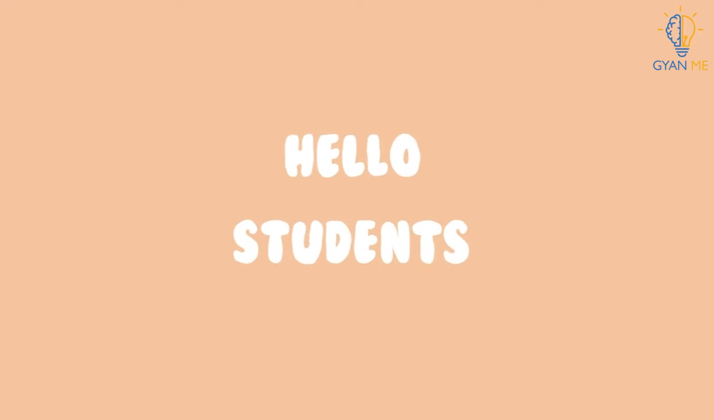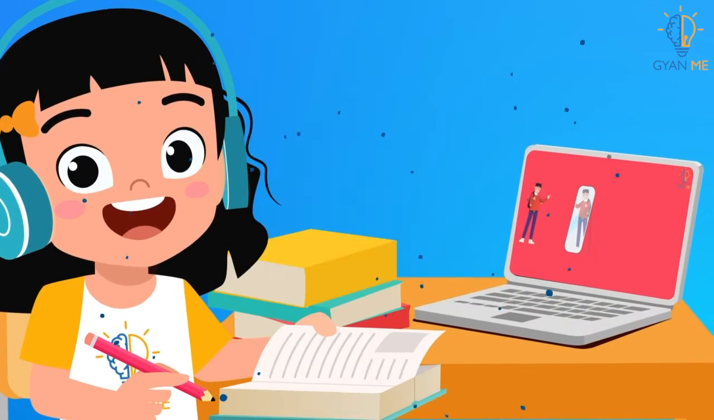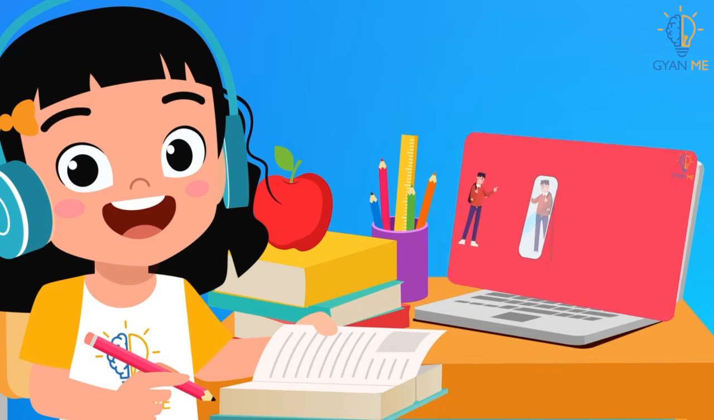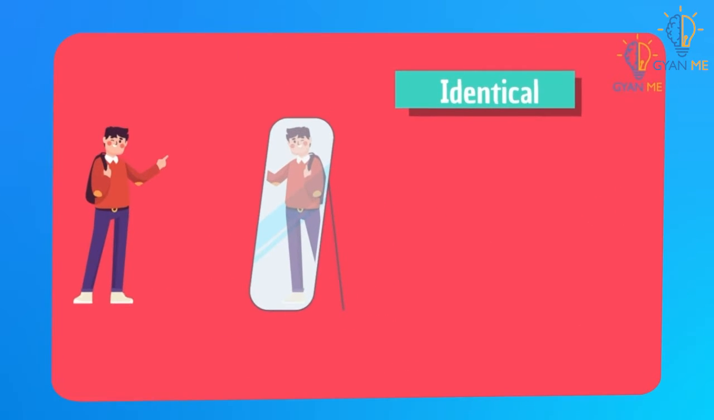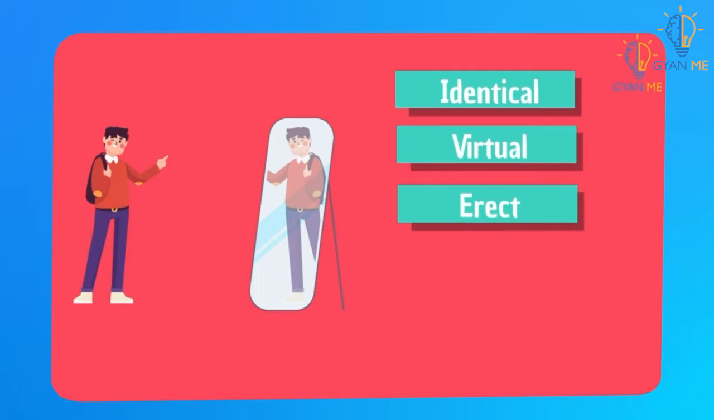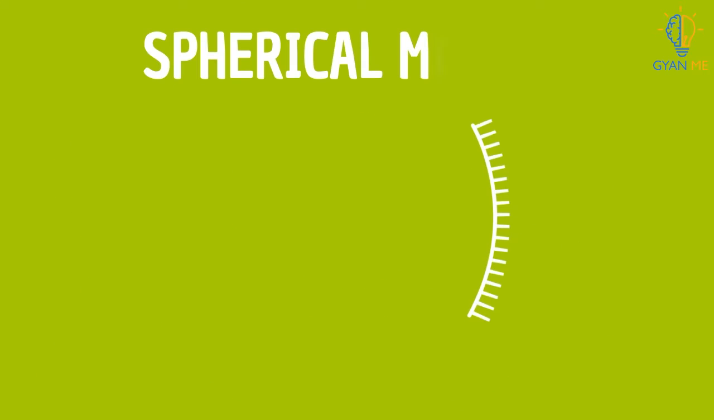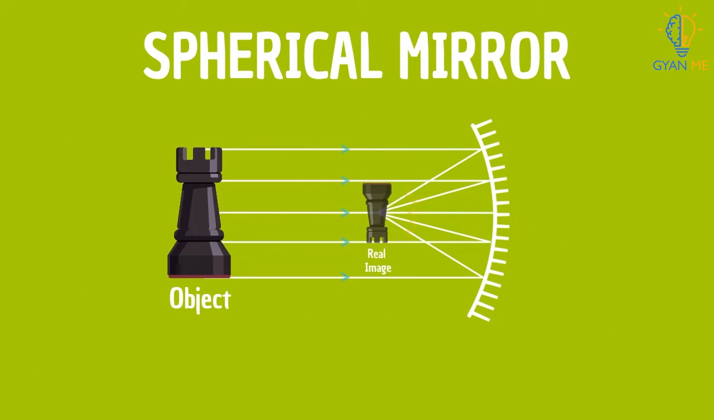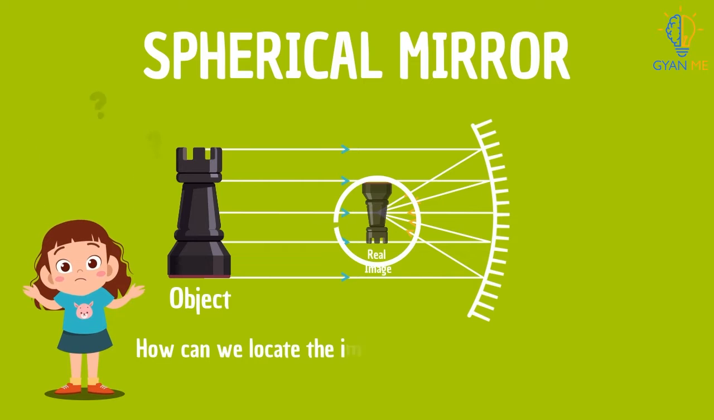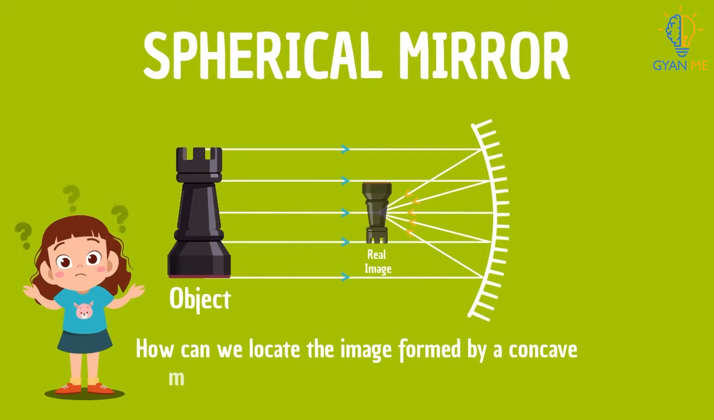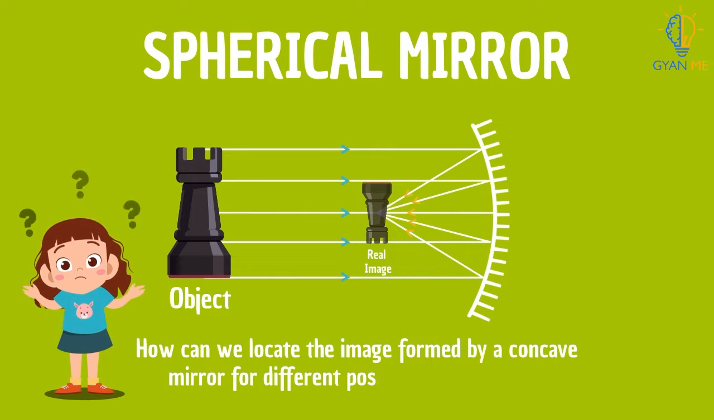Students, we have studied about the image formation by plane mirrors. We also know the nature, position and relative size of the image formed by plane mirror. How about the images formed by spherical mirrors? How can we locate the image formed by a concave mirror for different positions of the object?